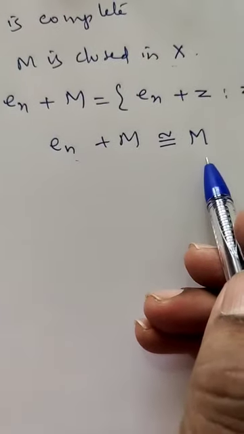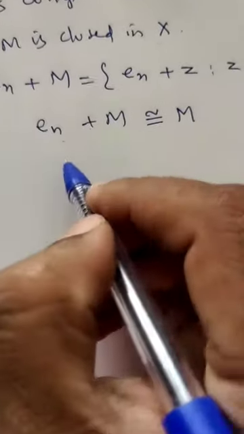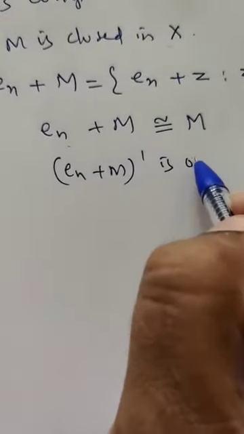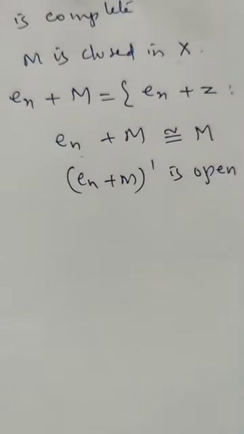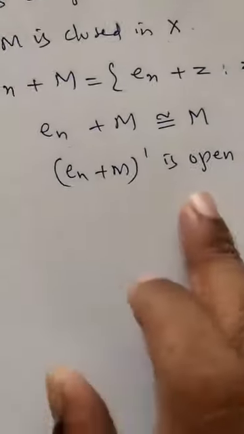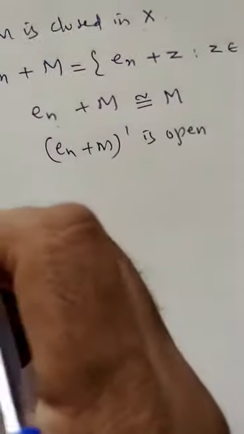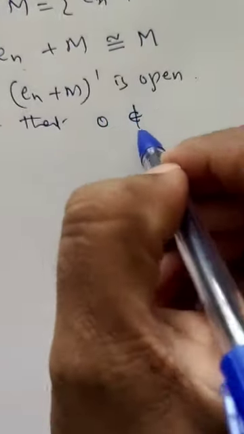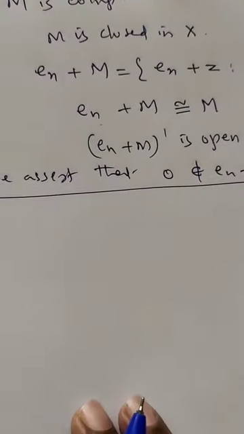En plus M is closed means what? Its complement is open. En plus M complement is open. Now we assert, or we declare, that 0 is not an element of En plus M.